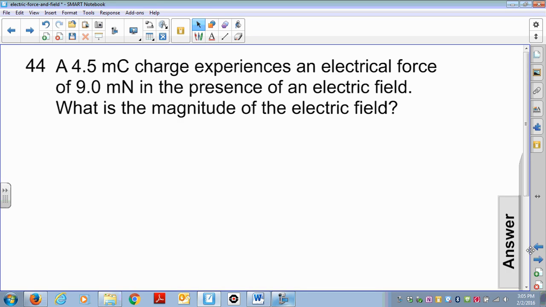A 4.5 millicoulomb charge experiences an electrical force of 9.0 millinewtons in the presence of an electric field. What is the magnitude of the electric field? Go ahead and pause the video now.